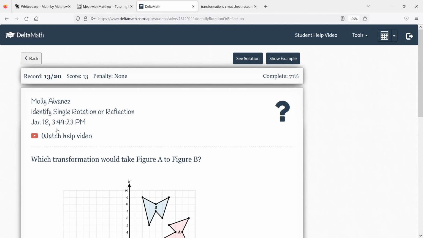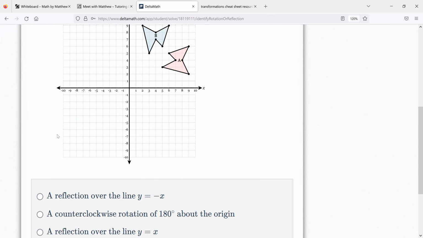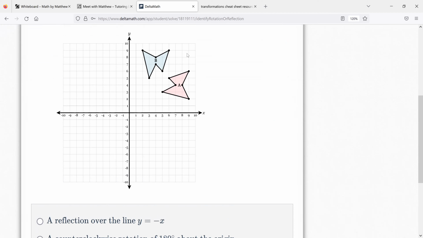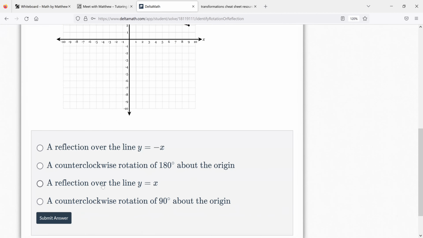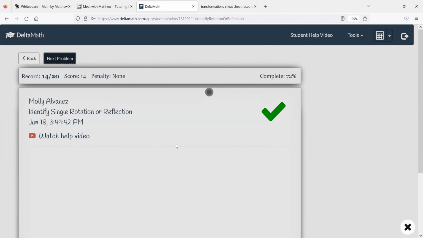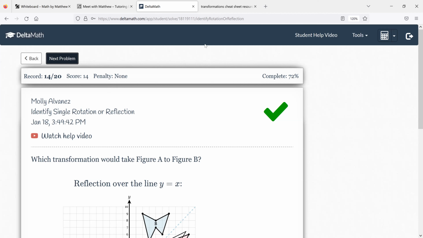Okay. So for this one, you have to imagine there's a line right here between them. So it's a reflection over y equals x. Yeah, sure looks like it. Great. Okay, this is probably a great place for us to stop here. I think you did great today. We did a lot.